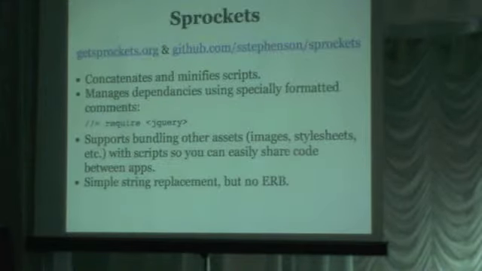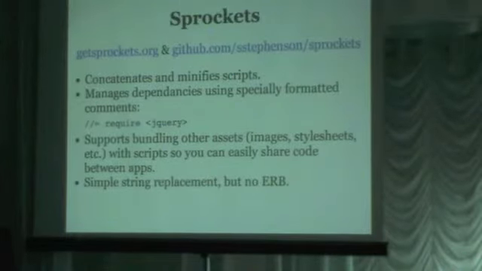Next up, there's Sprockets. This was written by 37signals. It's used to concatenate and minify scripts, and it also goes further than that and builds a tree of dependencies. So you can use specially formatted comments in your JavaScript to say that this bit of script relies on another file, and Sprockets will pull all the different scripts you need in, combine them into a single file.